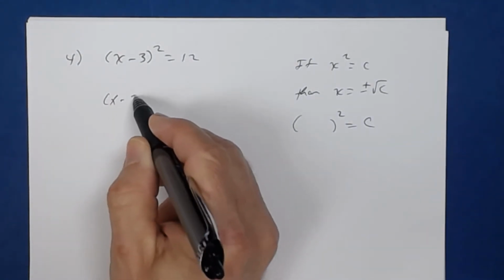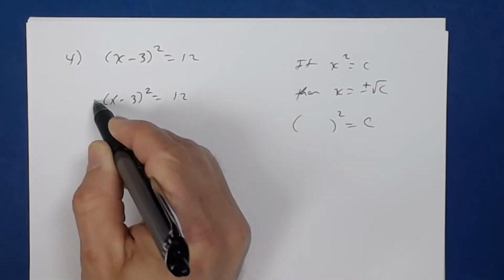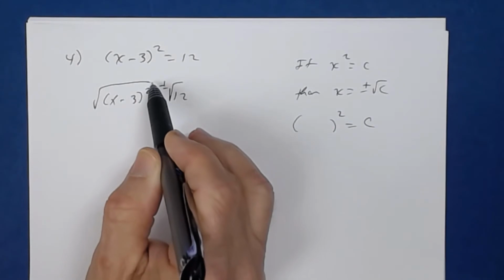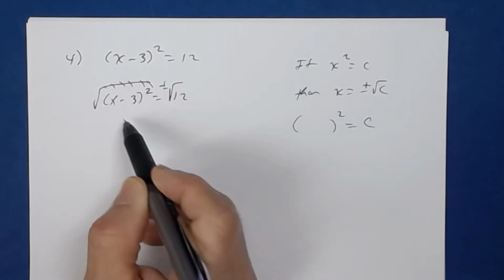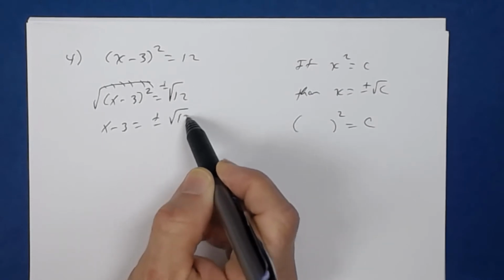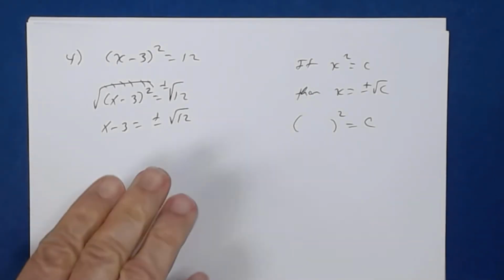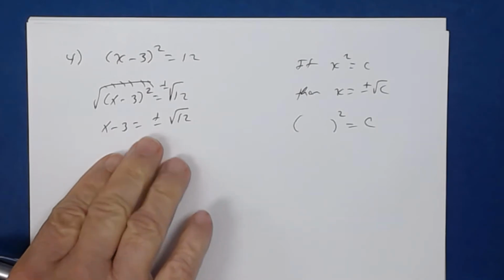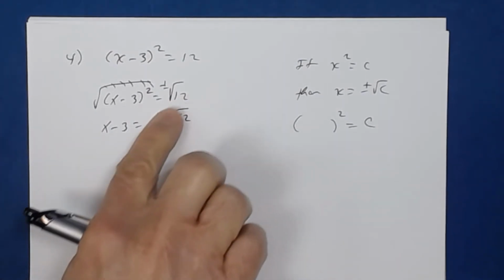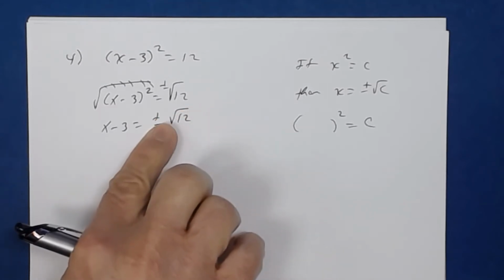So what I'm going to do is take the square root of both sides, plus or minus. Now the square and the square root undo each other, so you get x minus 3 equals plus or minus the square root of 12. Before you go any further, remember the whole idea is to get x by itself, but first let's simplify the square root of 12.